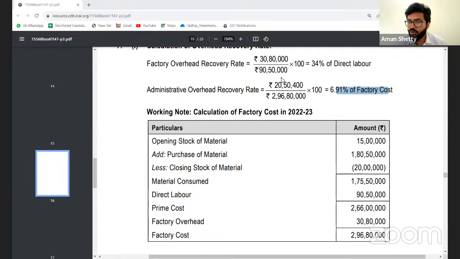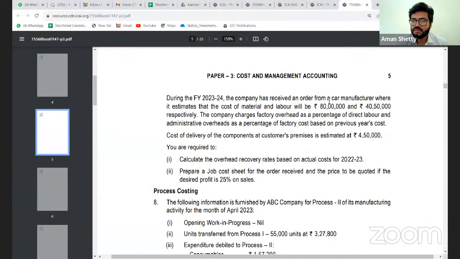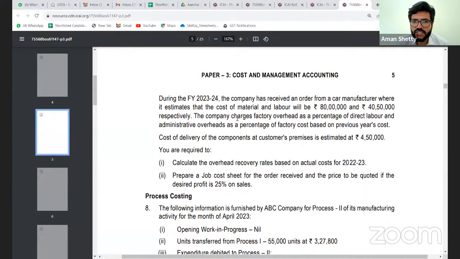For 22, 23, 24. Okay, 23, 24, the data given is the company has received. You're able to see the question or only the answer? Only the answer. Yes, now? No, sir. Yes, sir. Question, sir. Now you can see the question, no? Yes.